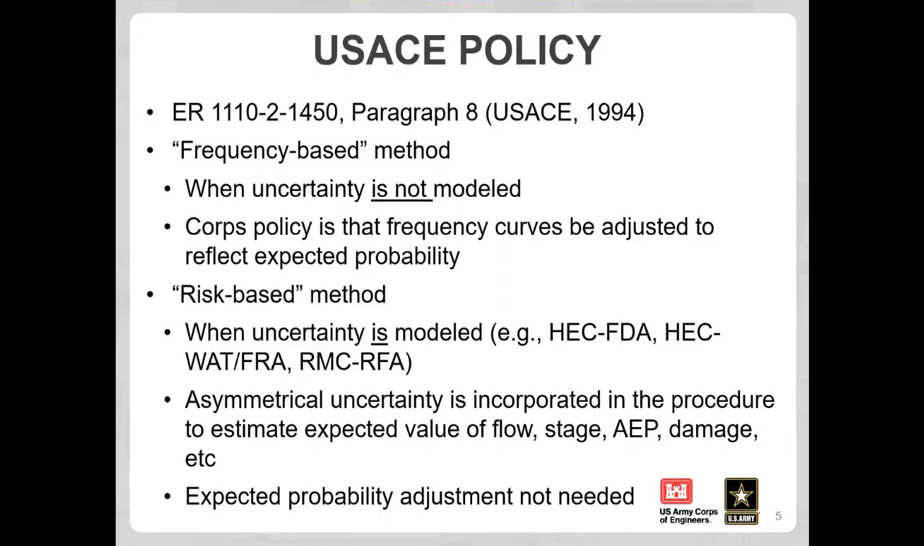So when you're going to explicitly model it, that uncertainty distribution that drives the expected probability curve and the asymmetry in that uncertainty is directly incorporated in the procedures and calculations that are used to model the uncertainty. And the output of those are things like expected values, right? Mean estimates. So think expected probability curve, right? So we might get out a mean estimate of flow or stage, or of AEP for levee overtopping, or of expected annual damage, et cetera. So those are all mean estimates or expected values, and those get handled within the software.